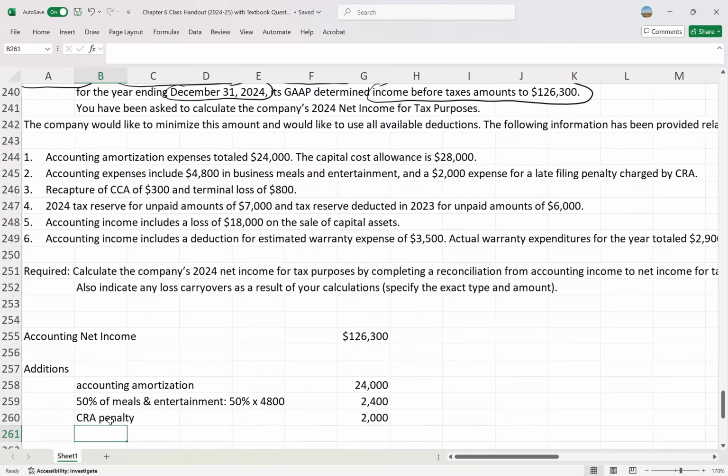Item number 3, recapture of CCA and a terminal loss of 800. So recapture and terminal losses, those are terms that we learned in chapter 5 two weeks ago. Recapture, remember we said, we took too much CCA, so we have to add that back into income. Terminal loss, we have a positive amount in the CCA class, but there are no assets remaining at the end of the year. We get to deduct that amount from our income. So these are items that are exclusive to tax. The recapture and terminal loss would not have been in the accounting net income.